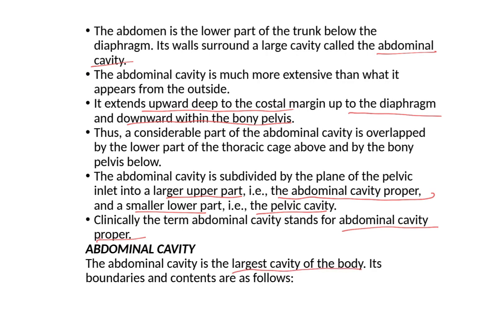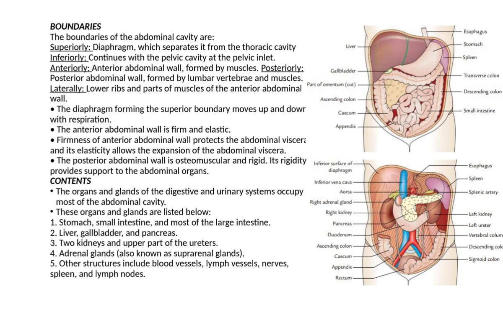Its boundaries and contents are: boundaries. Superiorly, there is diaphragm which separates it from the thoracic cavity. Inferiorly, it's continuous with the pelvic cavity. Anteriorly, the anterior abdominal wall formed by the muscles. Posteriorly, the posterior abdominal wall formed by lumbar vertebrae and muscles. And laterally, lower ribs and parts of the muscles of the anterior abdominal wall. The diaphragm forming the superior boundary moves up and down with respiration.